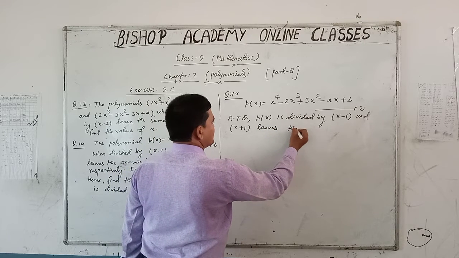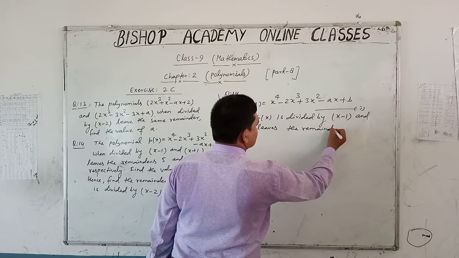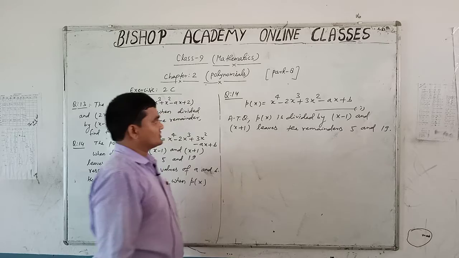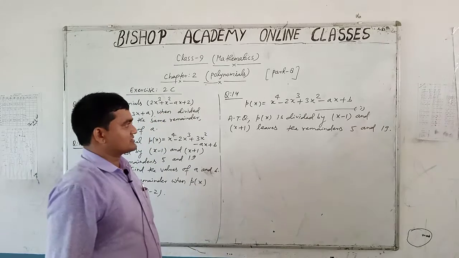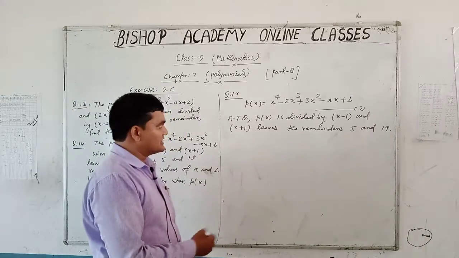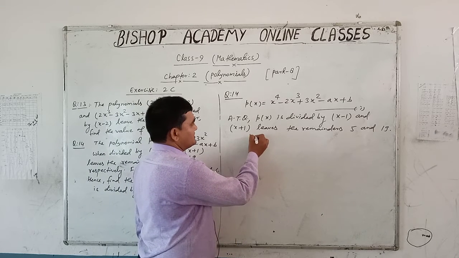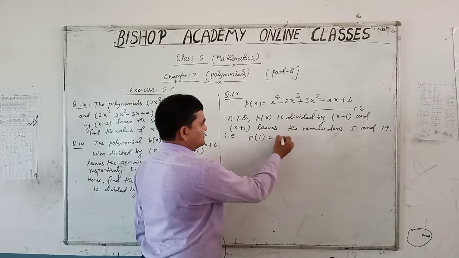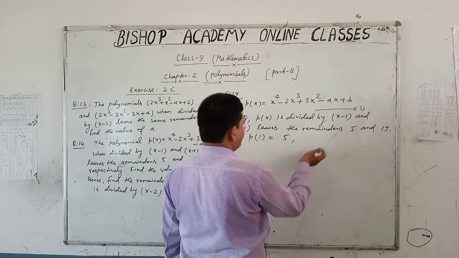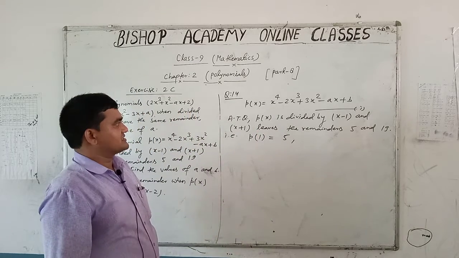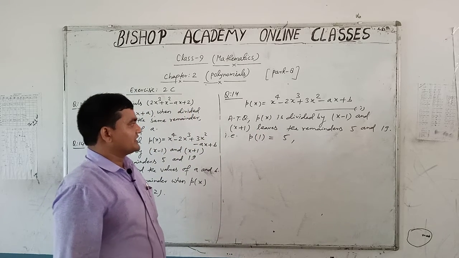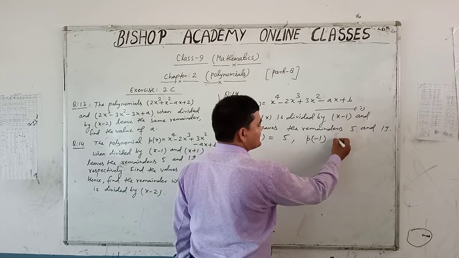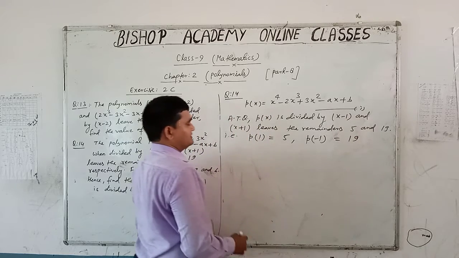leaves the remainders 5 and 19. When p(x) is divided by x minus 1, then by remainder theorem, its remainder is p1, and that is p1 is equal to 5. And when p(x) is divided by x plus 1, the remainder is p minus 1, and also given p minus 1 is equal to 19.